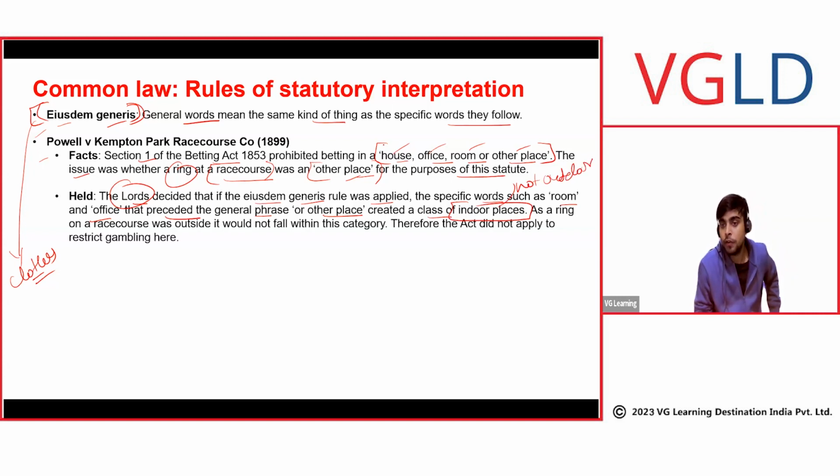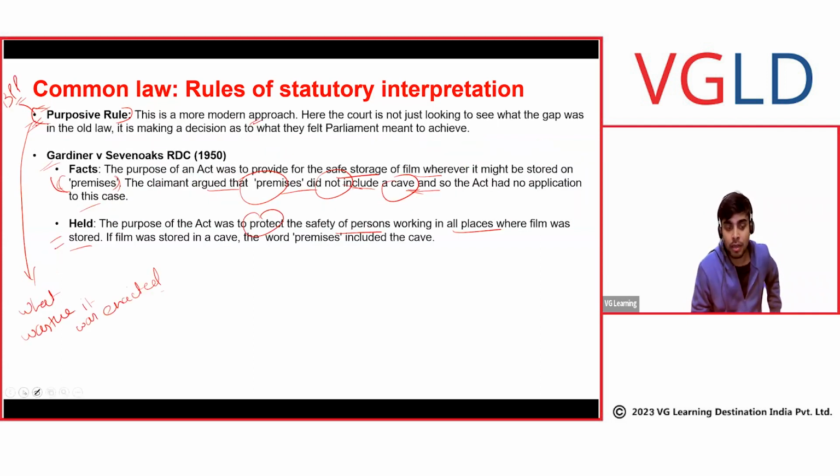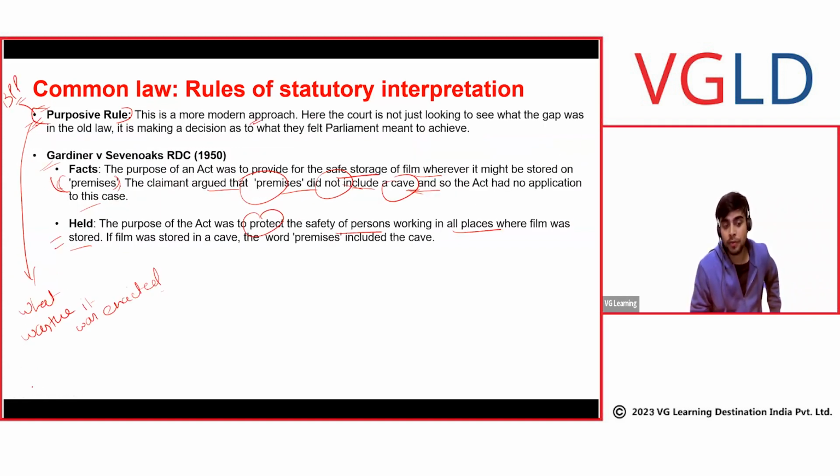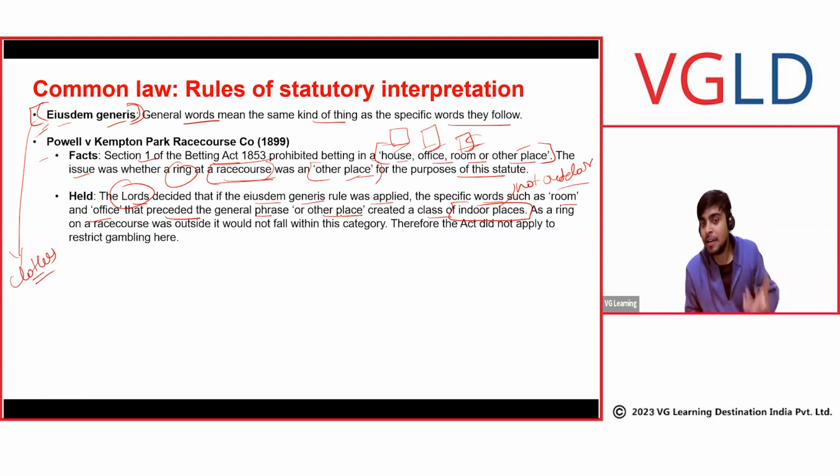Okay. If you read the series house, office, rooms, you can see these are premises talking about inside things. And a race course is an outdoor place. But if instead of ejusdem generis, had we applied the purposive rule, do you think that this should have been held?